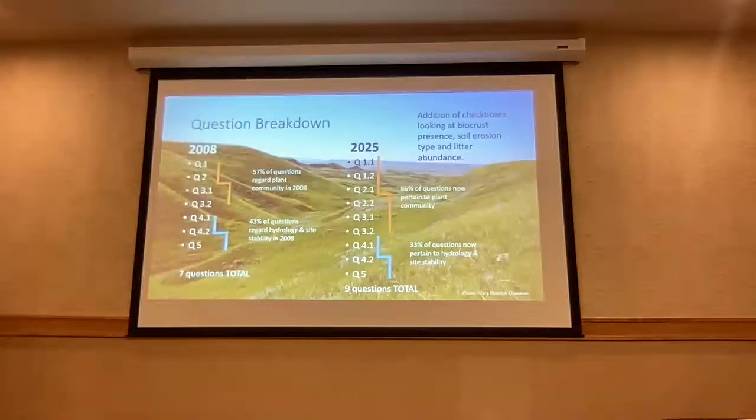And now in 2025, we're kind of cheating a little bit more. So now we're still looking at 5 indicators, but in 9 questions. Now 2/3 of the questions pertain to the plant community, and 33% of the questions pertain to hydrology and site stability. We've also added a few check boxes. I know when you're in the field, you're maybe not going to take a lot of notes sometimes, but you will definitely check off the box, whether there's excess litter, whether you're seeing biocrust on the site, whether something's abundant or absent, that sort of thing.